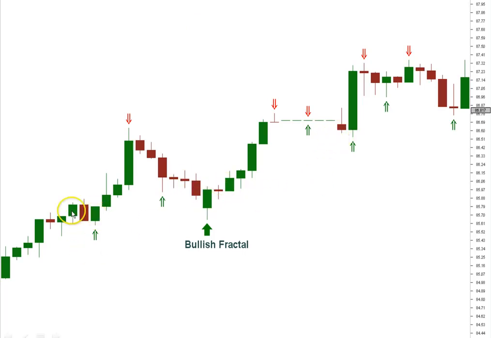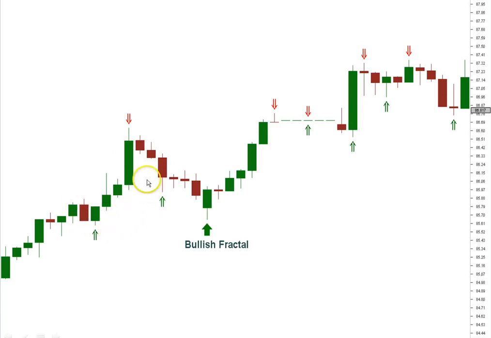Here it is again. 1, 2, 3, the middle, 4, and 5. So these two here don't exceed this low here. These lows are not as low as the middle low. This high is not as high as the middle high. So that's where you get the bearish. For the bullish, the lows aren't as low as the middle low.